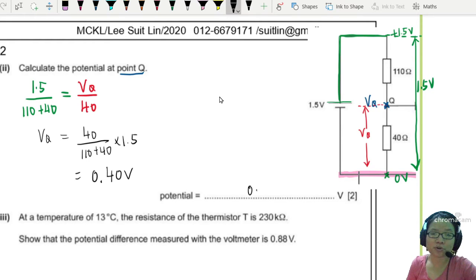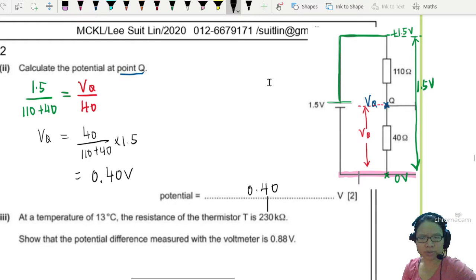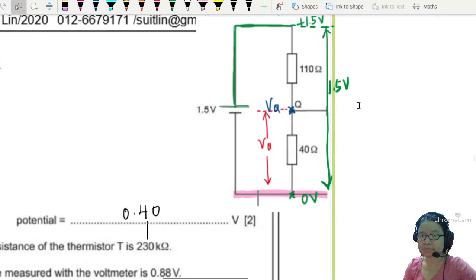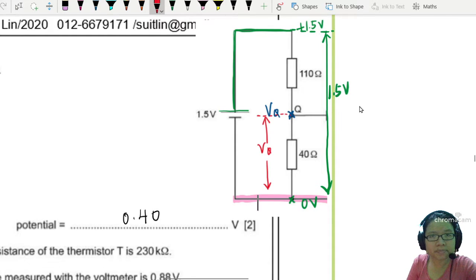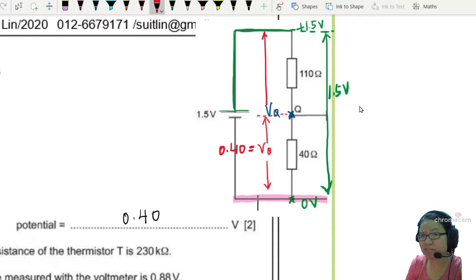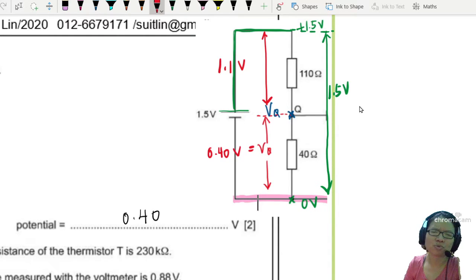Okay, so 0.40. I just want to explain some stuff to you, in case you are not aware of this. The potential across the 40 ohm is 0.40, meaning the potential across this one, if you ever need to find it, will be the remainder, which is 1.1 volt. Now use your big brain. By the way, please write 2SF.